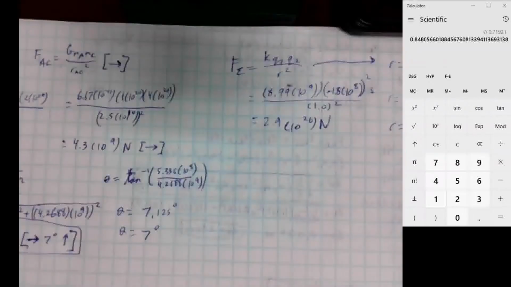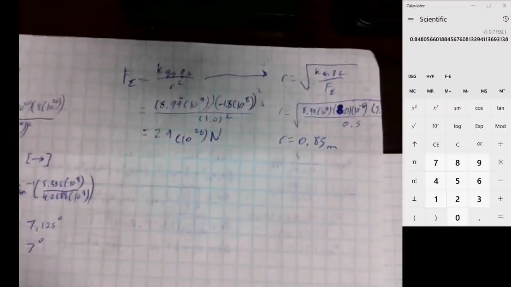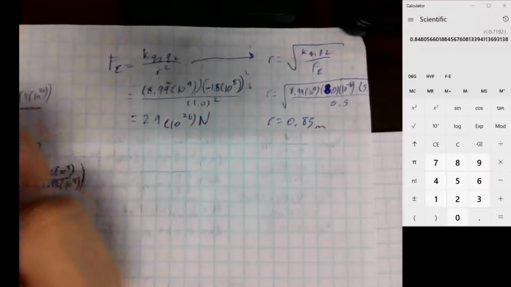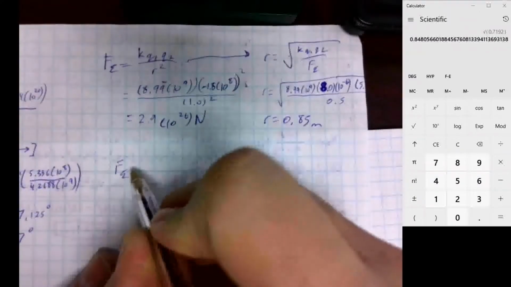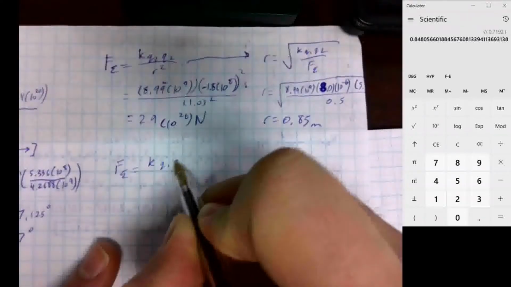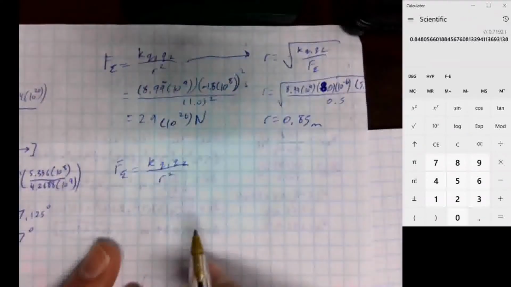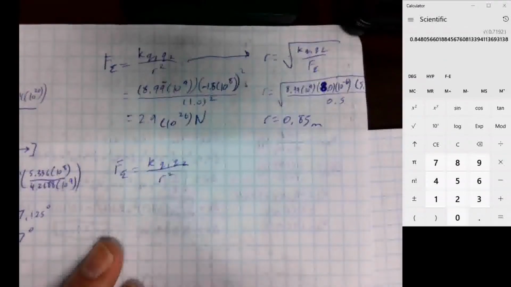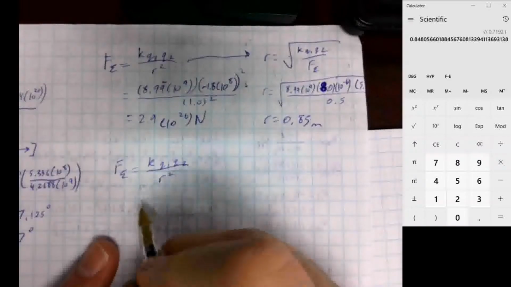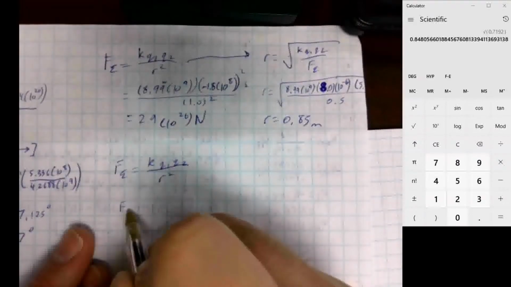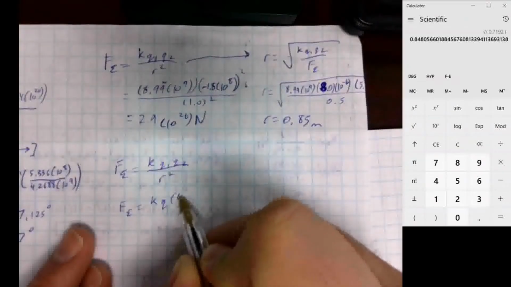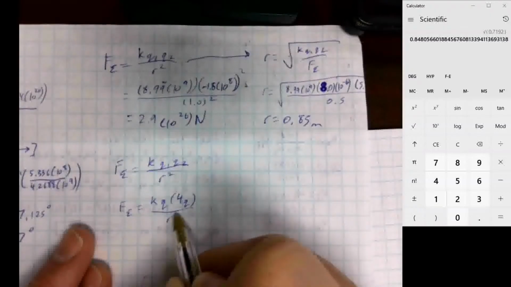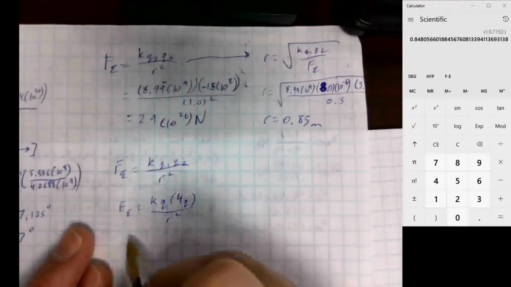So to solve this problem, let me just slide this over here. What we will do is write down our FE, which is K, Q1, Q2, over R squared. We know that one charge is 4 times the other. So instead of writing Q1 and Q2, we're just going to write down Q for one of them, and the other we're going to write down as 4Q, because it's 4 times the magnitude. Now we're ready to solve this.